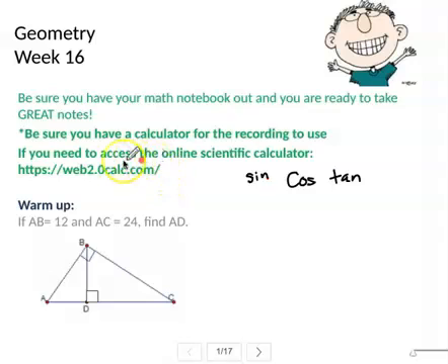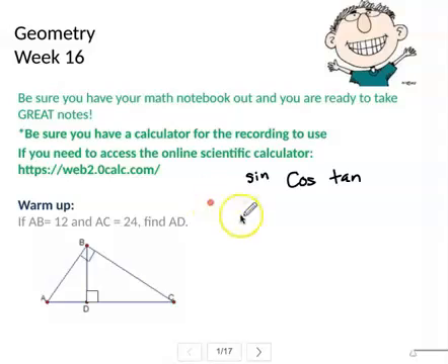And if you do not have those, you can use an online scientific calculator, and here's the website to access an online scientific calculator. So if you don't have a scientific calculator that has the sine, cosine, and tangent buttons on it, that's okay. Go ahead and use this website. So you can type it into a browser and have a second browser open.